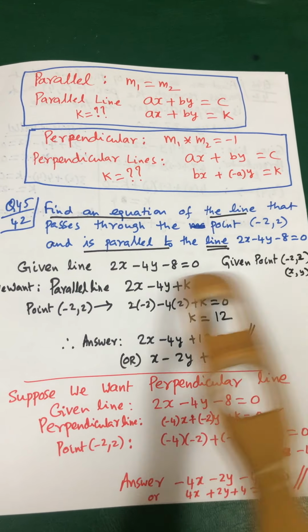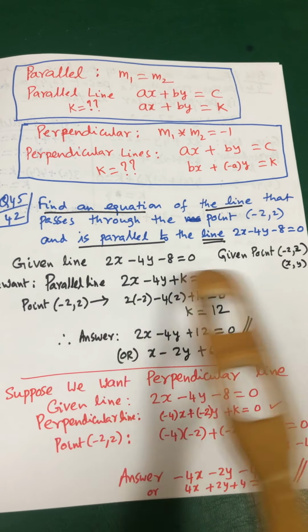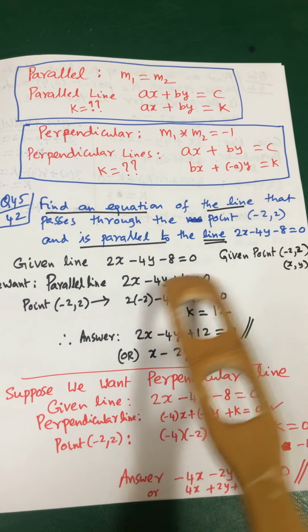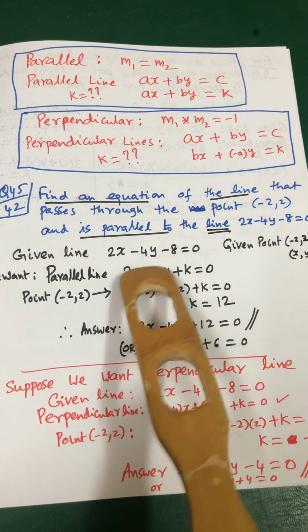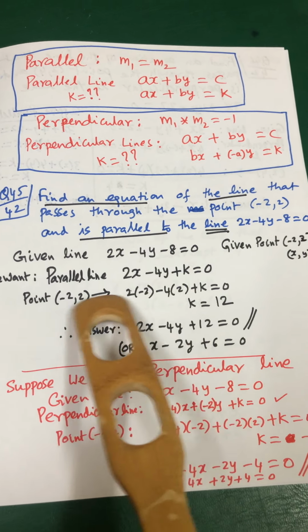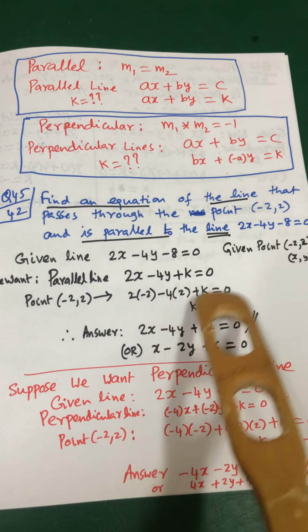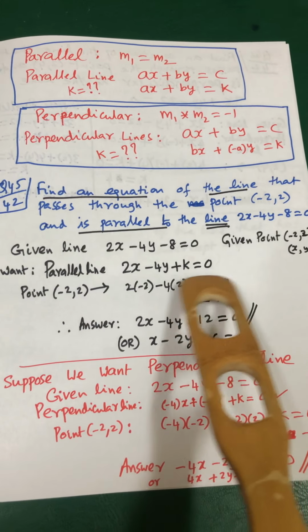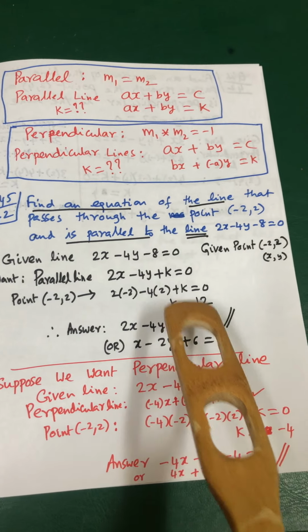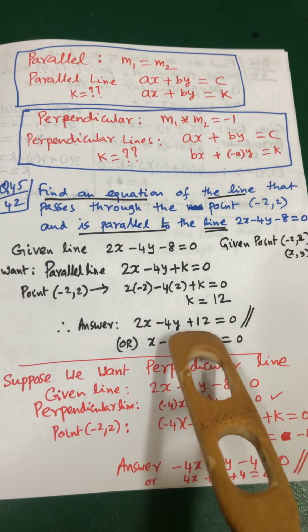So put this point -2, 2, this x y. Replace with x is equal to 2 and y equal to 2. So 2 times x will be -2, -4, y will be 2, plus k. Use calculator please. I will tell you in another video how to use calculator. K is equal to 12.